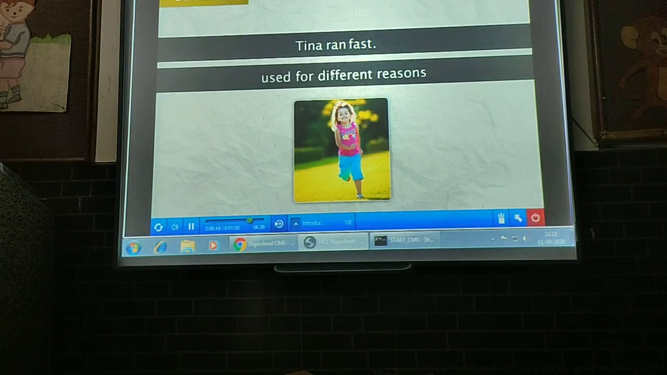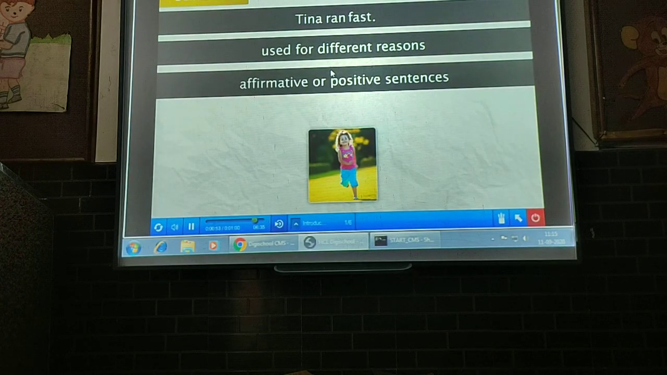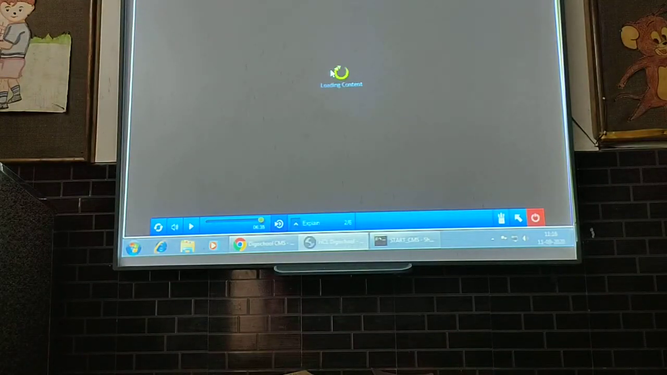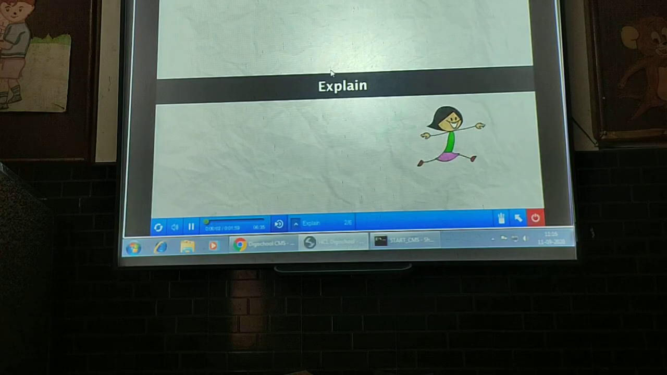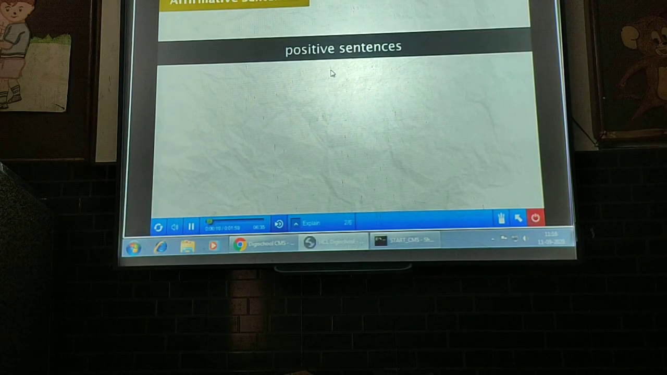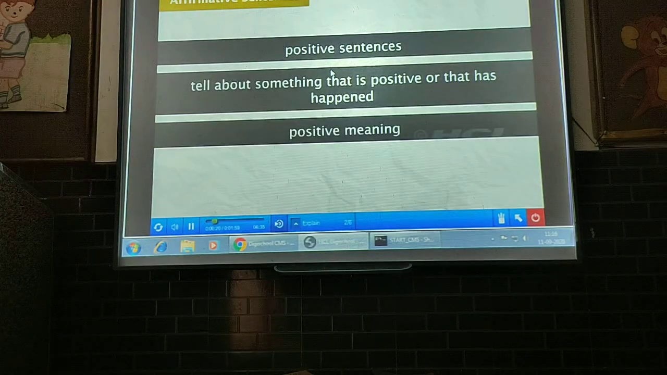Sentences can be used for different reasons. For example, there can be affirmative or positive sentences and negative sentences. Let's find out more. Let's find out about affirmative sentences first. Affirmative sentences. Positive sentences. These sentences tell you about something that is positive or that has happened. It has a positive meaning.